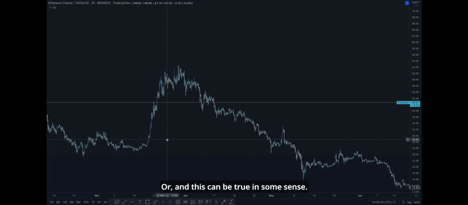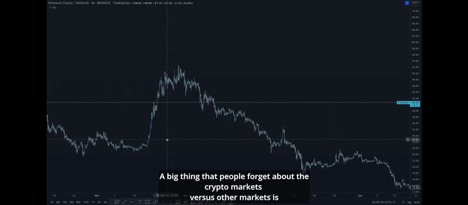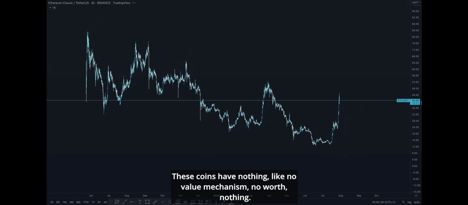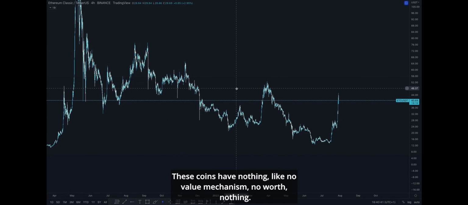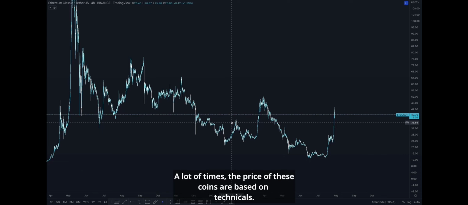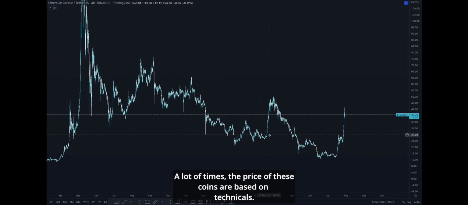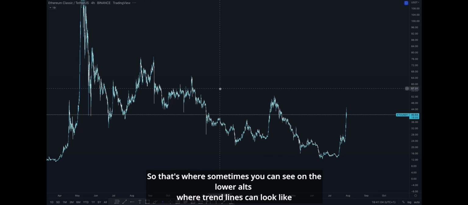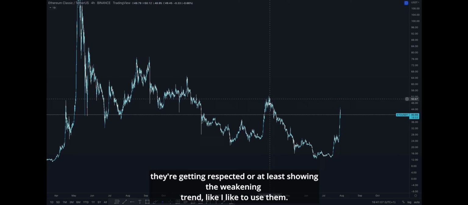Or, and this can be true in some sense, a big thing that people forget about the crypto markets versus other markets is that these coins, and this is the reason why I said it, not including Bitcoin and Ethereum, have no value mechanism, no worth, nothing. There's no earnings, no PE ratio, nothing in the real world, no revenue, profits, or losses. So what are they actually based on? A lot of times the price of these coins is based on technicals. So that's where sometimes you can see on the lower alts where trend lines can look like they're getting respected, or at least showing the weakening trend, like I like to use them.